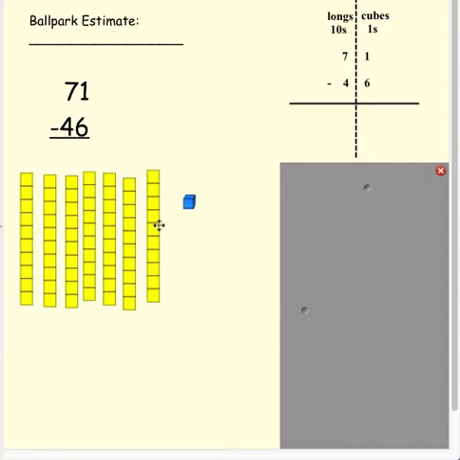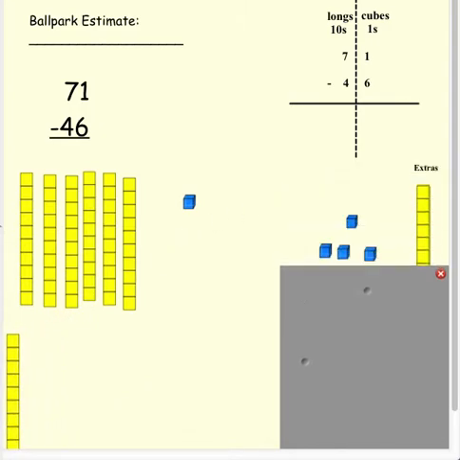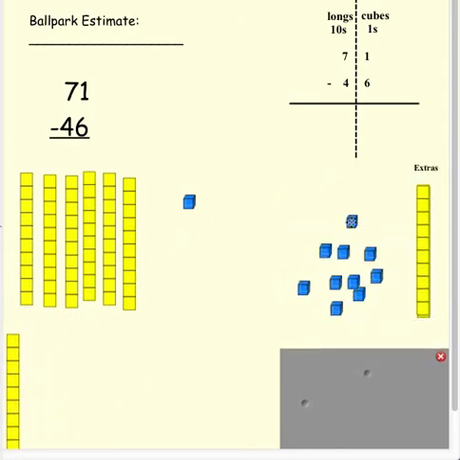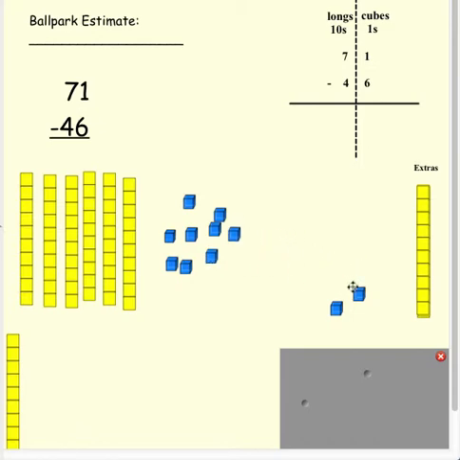What I'm going to do is take this long and trade it in for the 10 separate cubes. So here it goes. I'm going to put it down here. I'm taking it away and I'm trading it in. Here's my extra blocks for 10 cubes. 1, 2, 3, 4, 5, 6, 7, 8, 9, and 10.